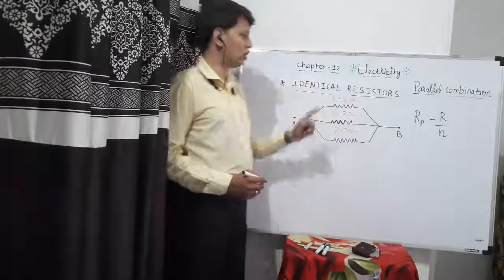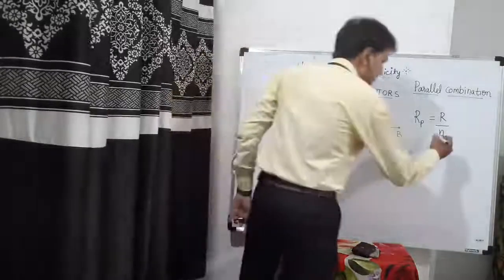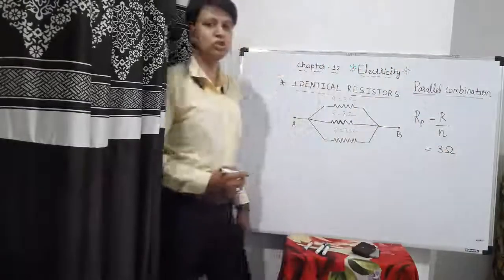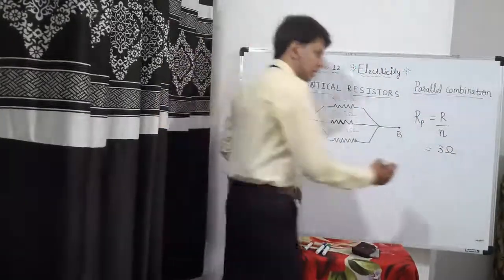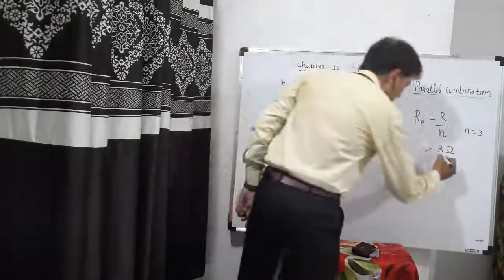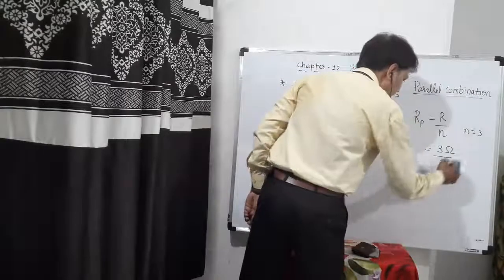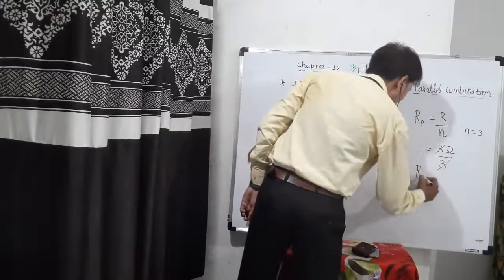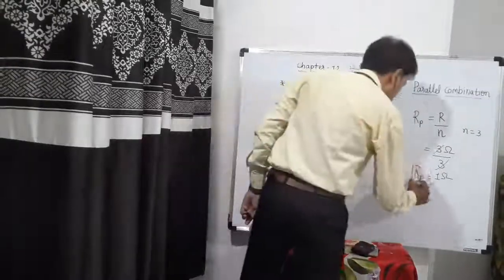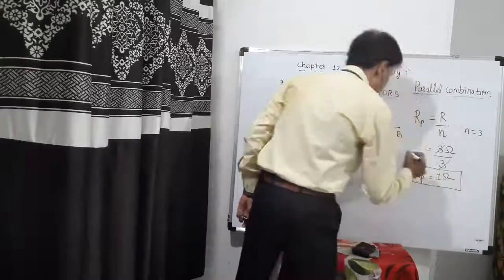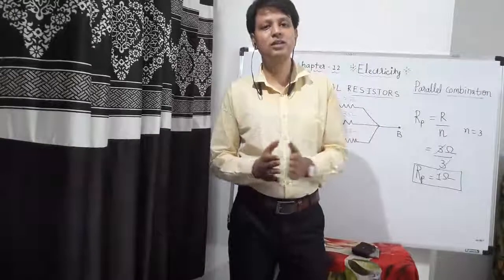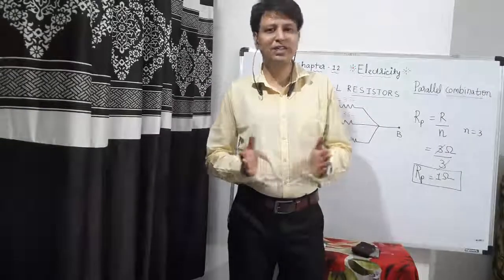R is the value of the resistor. Let us say 3 ohm is the value of one of the resistors, and a total of 3, that is N is equal to 3 resistors, are connected in parallel. So I am dividing by 3, and my answer will be Rp is equal to 1 ohm. This is the equation for identical resistors. So this is the parallel combination and its equation.